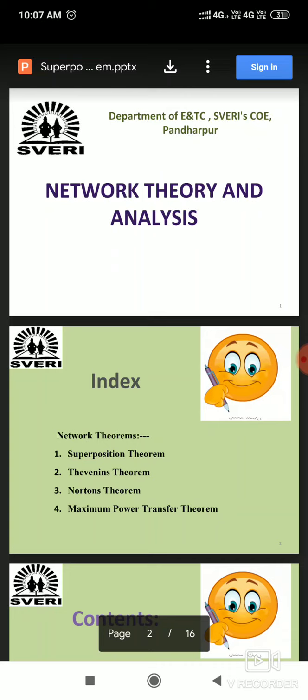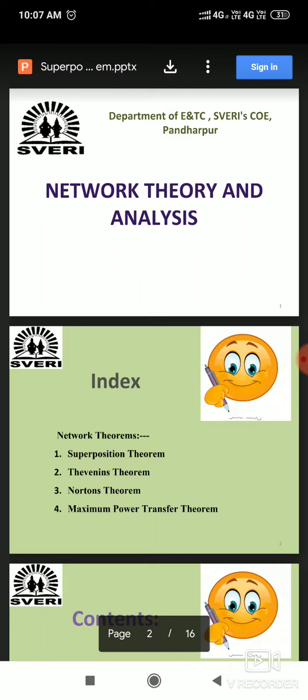Now the next bit in unit number 1 will be the network theorems. What are the theorems we are going to learn, that I have given in the index. First will be the superposition theorem, second will be Thevenin's theorem, third will be Norton's theorem, and fourth will be the maximum power transfer theorem. These four theorems we have to study, and first of all we are solving the problems based on DC circuits. Once you complete the problems based on DC circuits, then we will see how to solve the problems which consist of AC sources. Okay, so that will be our agenda.